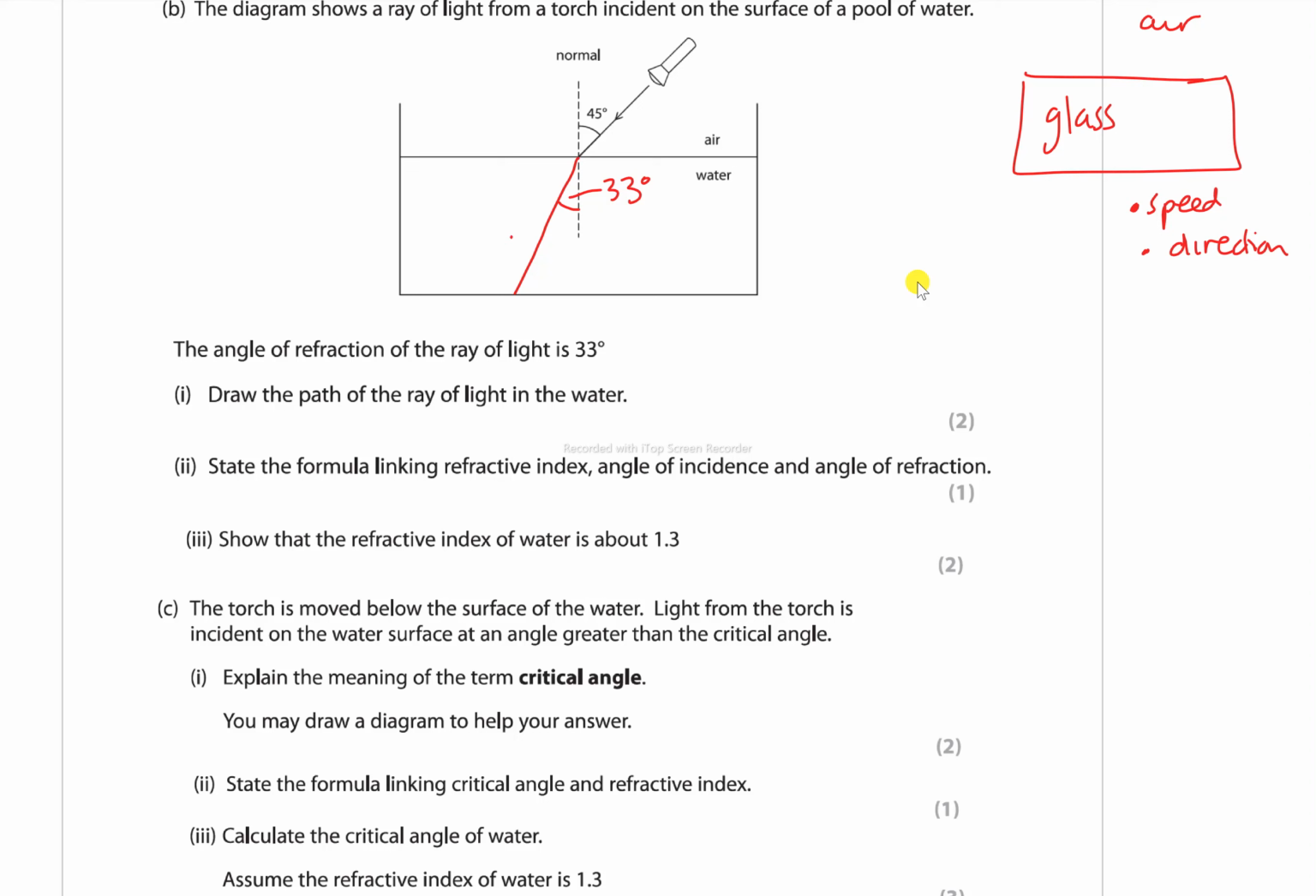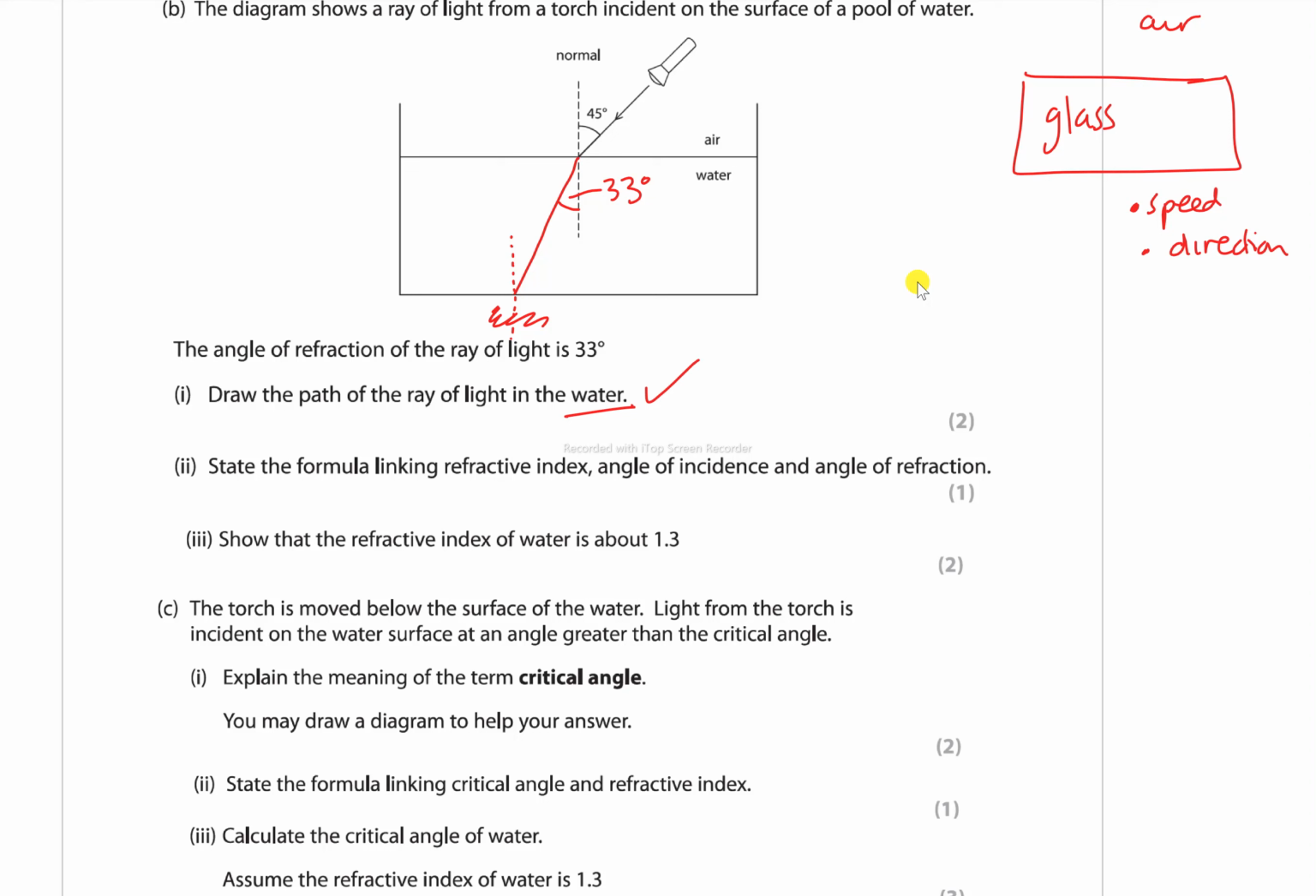So the ray is bent towards the normal. That's it. In the water, that's it. We're not worried about this bit here, so ignore that. In the water. State the formula linking refractive index.